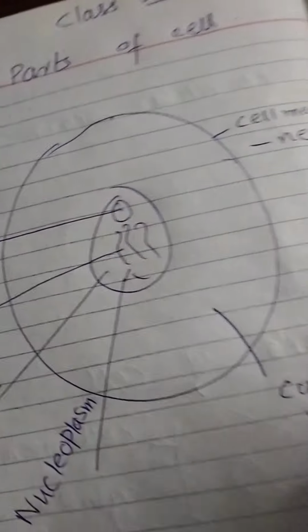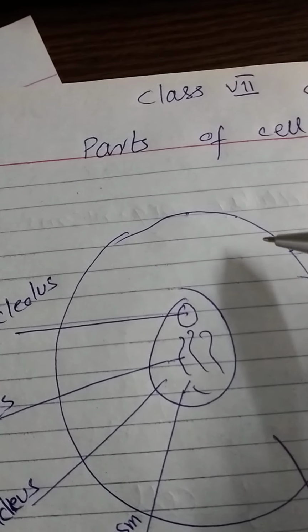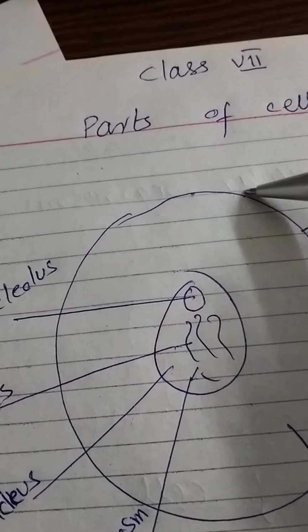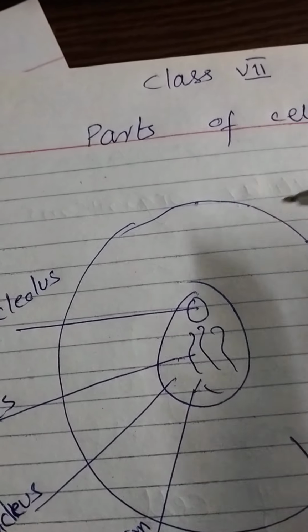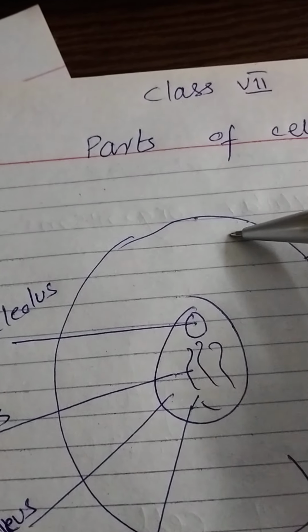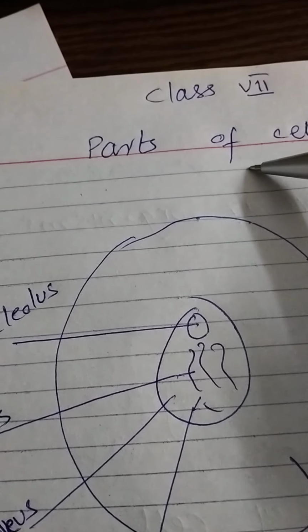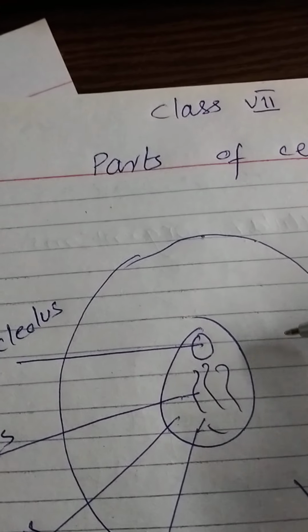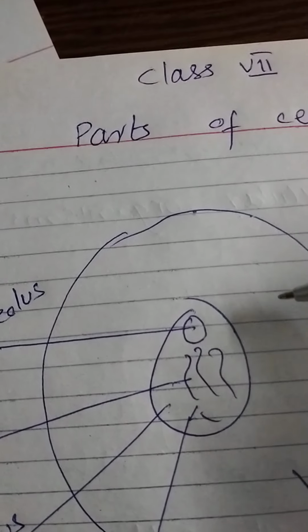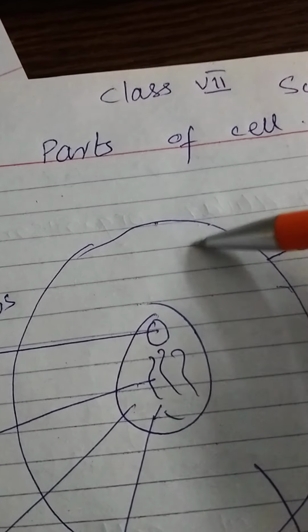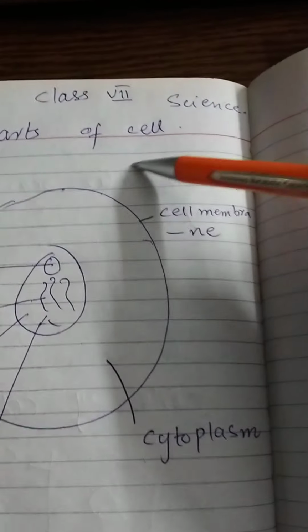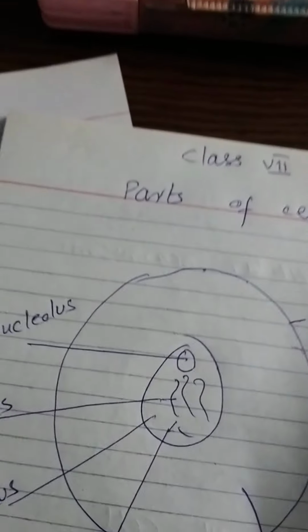The cell membrane surrounds the cell, and it is made up of lipids and protein. It is partially permeable. This means that it allows only some substances to pass through it. Hence, the cell surface membrane controls substances entering or leaving the cell, right? It is responsible for controlling the substances that enter or leave the cell.